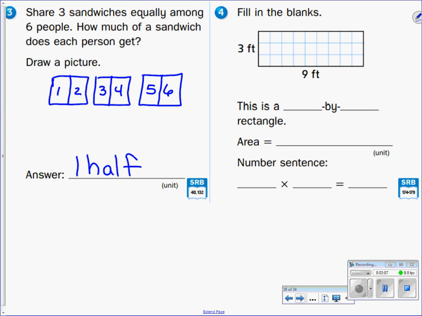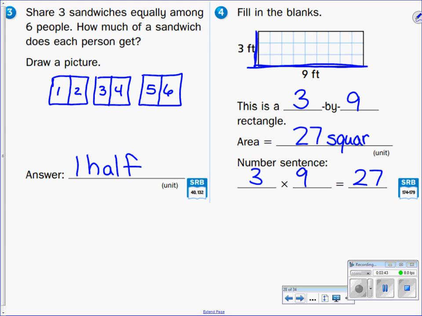Number 4, fill in the blank. You have your rectangle. This is a 3 by 9 foot rectangle. And to find the area here, remember, we do our length times our width. Our number sentence would be 3 times 9, and 3 times 9 is 27. And remember, it's area, so we have to square the area, and that would be square feet.